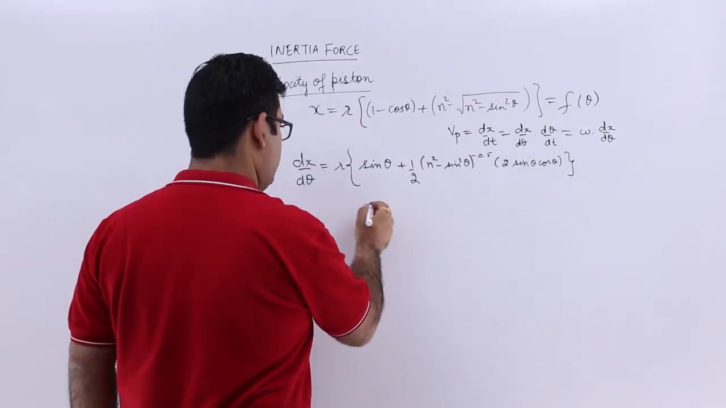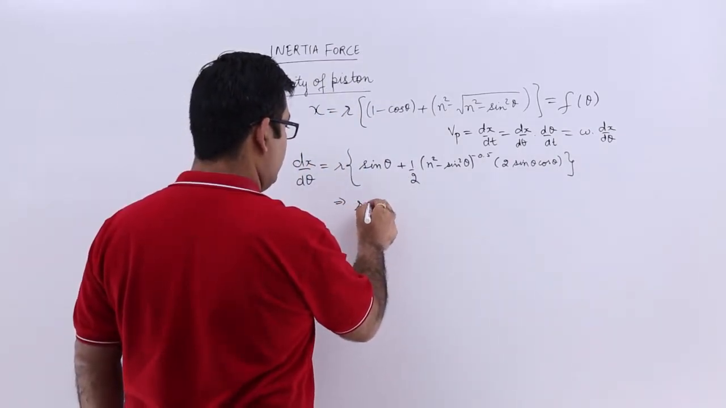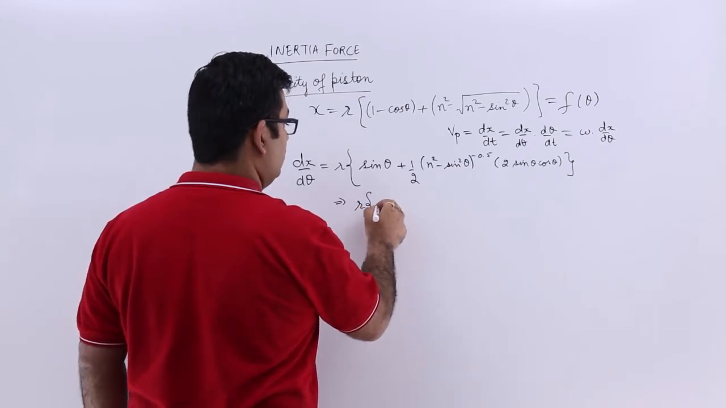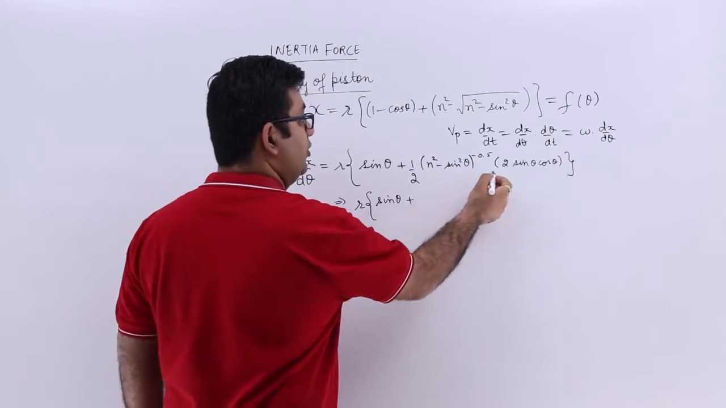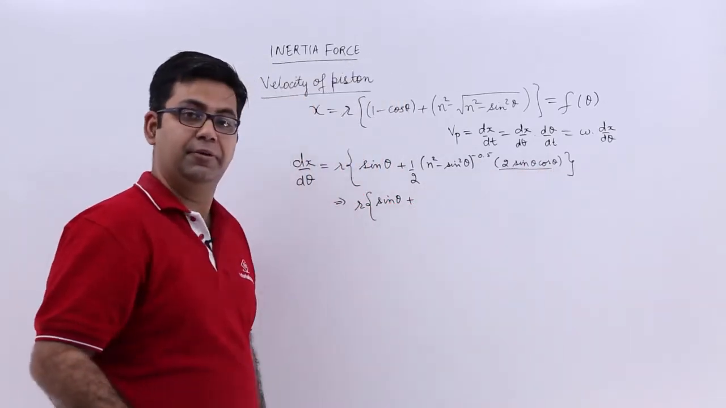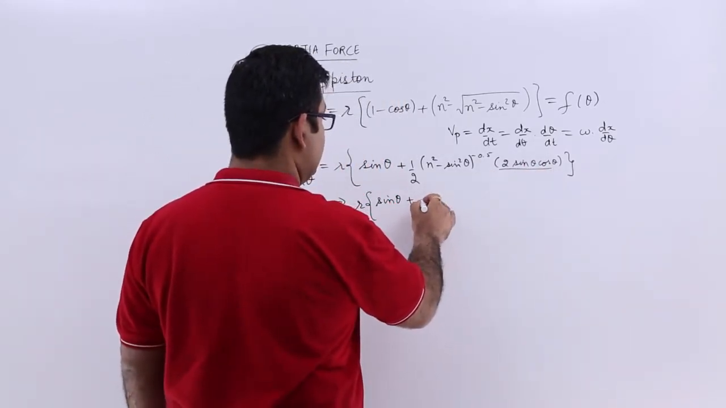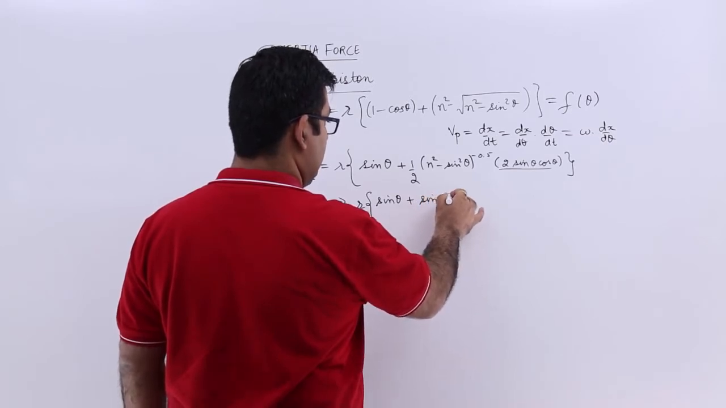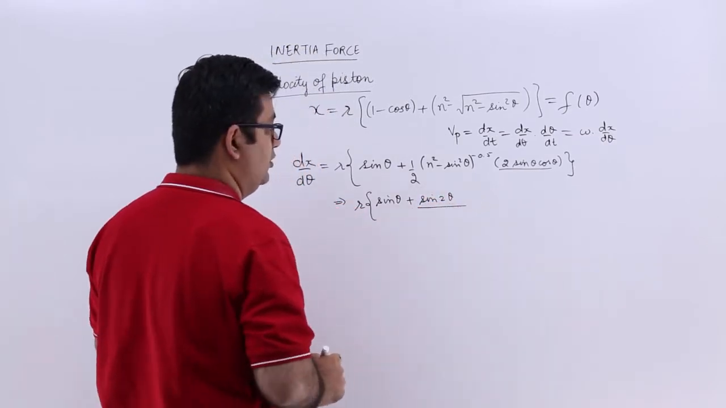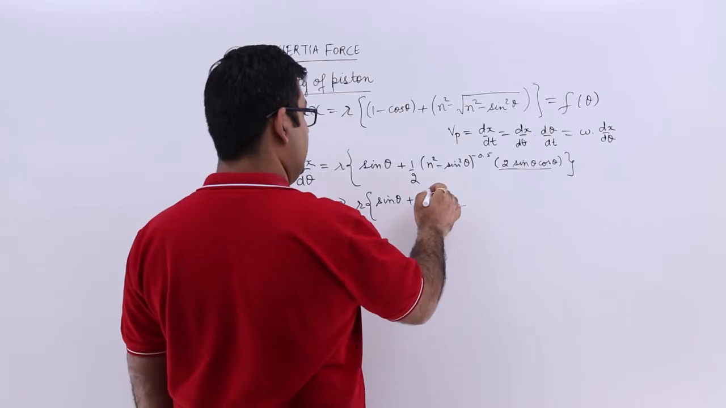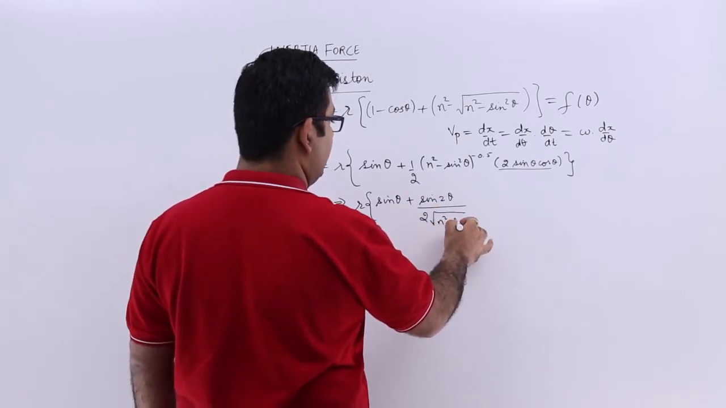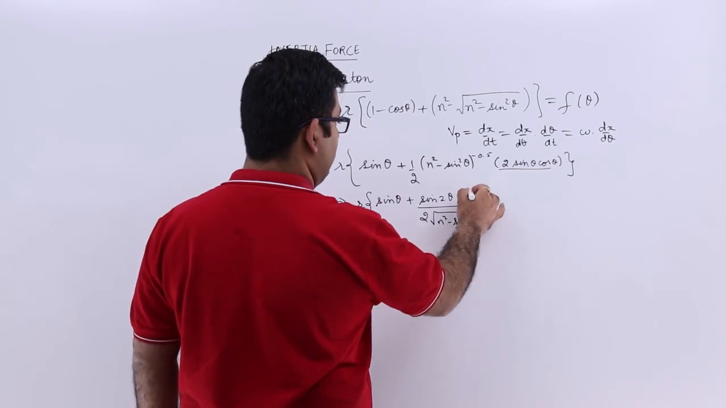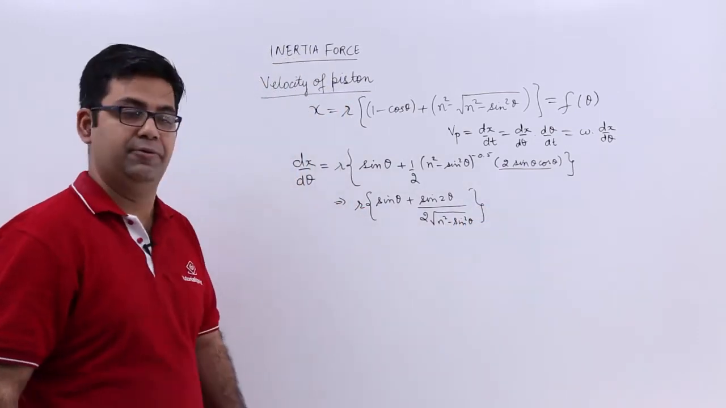Now this will become r into sin theta plus, this is sin 2 theta, upon 2 into under root n square minus sin square theta. This is what you will get.